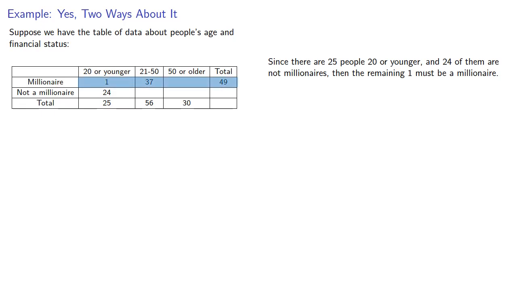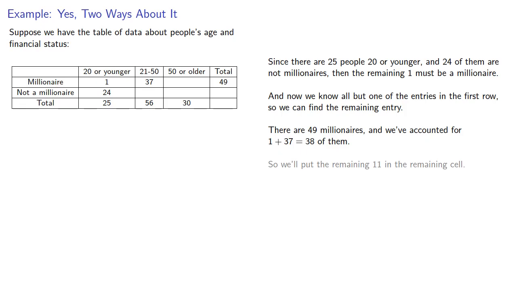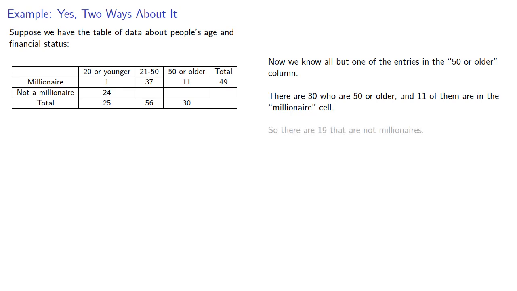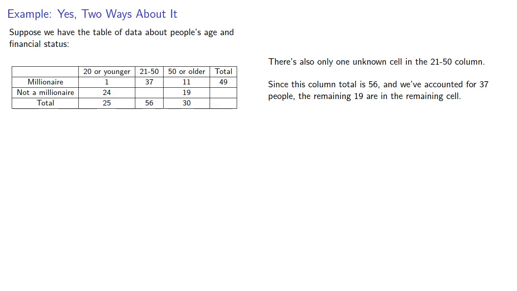And now we know all but one of the entries in the first row, so we can find the remaining entry. There are a total of 49 millionaires, and we've accounted for 38 of them, so we'll put the remaining 11 in the remaining cell. But wait, now we know all but one of the entries in the 50 or older column. So there's a total of 30 who are 50 or older, and 11 of them are in the millionaire cell, so there must be 19 that are not millionaires. There's also only one unknown in the 21 to 50 column. Since this column total is 56 and we've accounted for 37 people, the remaining 19 are in the remaining cell. And finally, we can compute the second row total and the overall total.